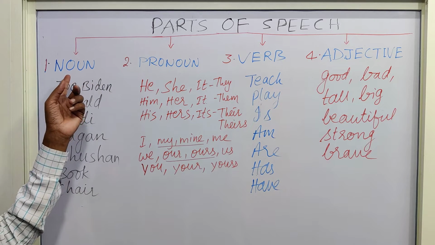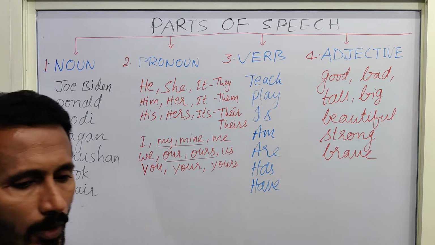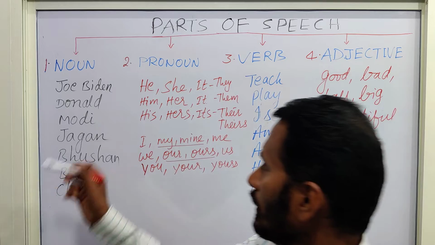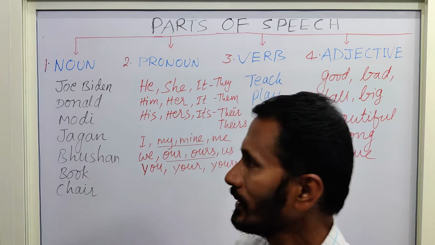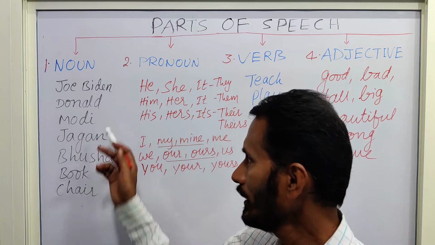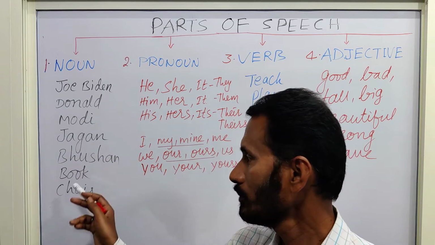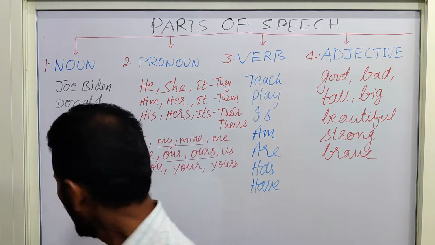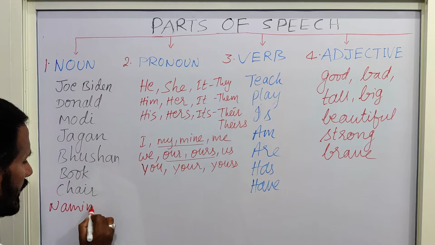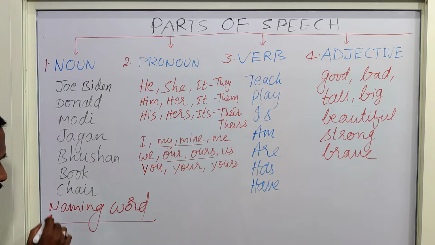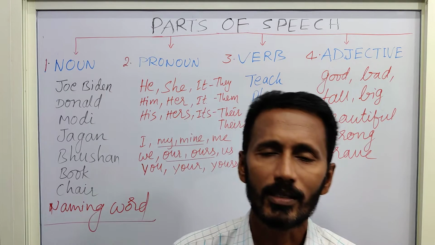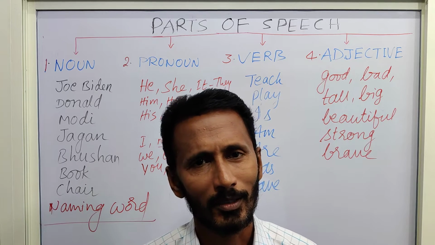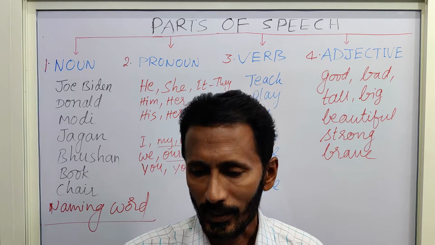First one is noun. What is meant by a noun? Any naming word is called a noun. Bhushan is a name. Joe Biden is a name. Donald Trump is a name. Narendra Modi is a name. Jagan is a name. Bhushan, book, chair, pen, pencil, camera, YouTube. All these are called names. So, what I would like to say is that it is a naming word, simply naming. Of course, other English teachers say that it is the name of a person, place, animal, mountain, thing. All those things are names.